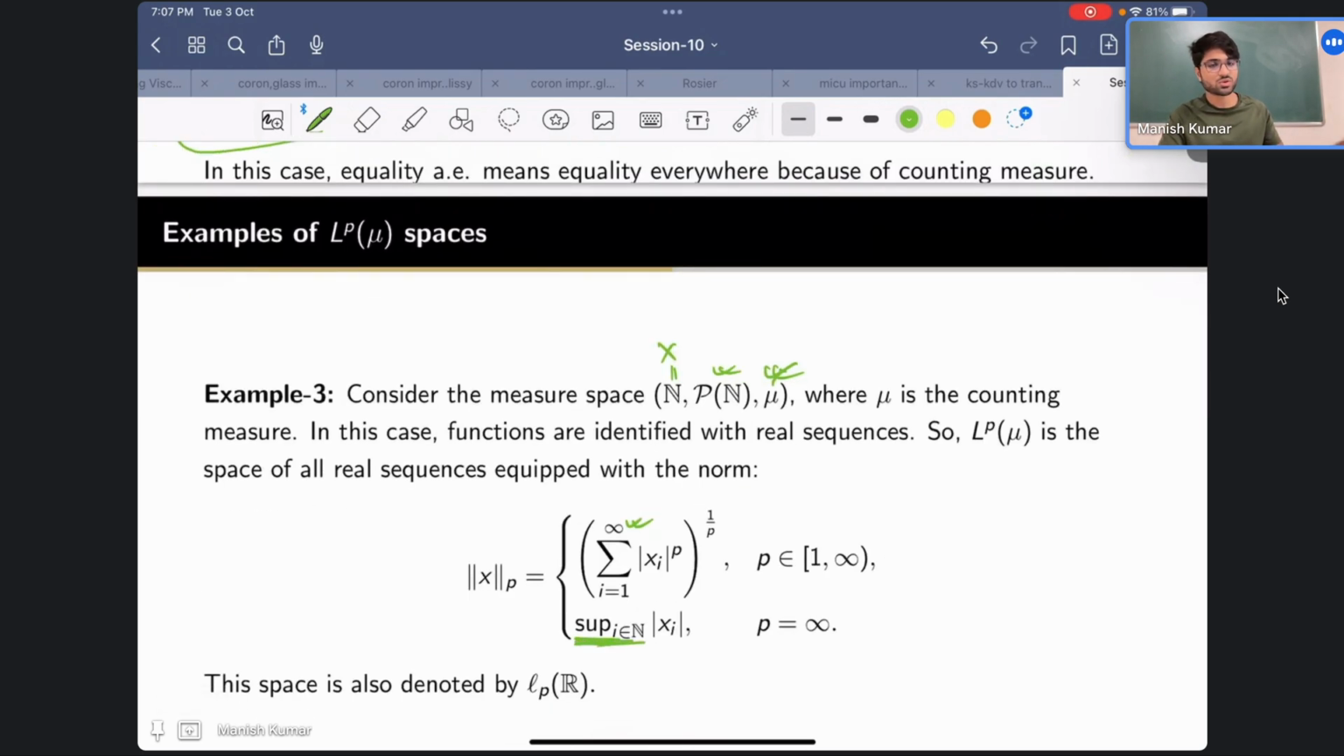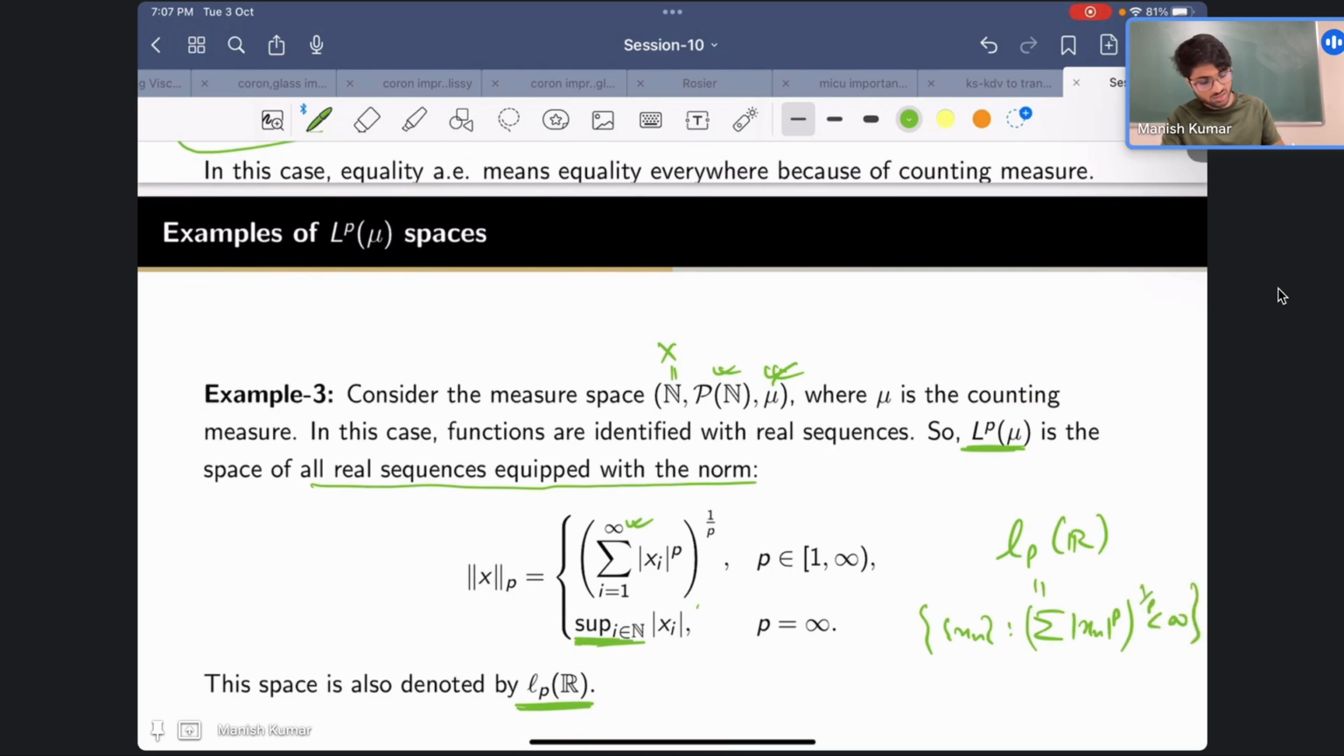Because now we have a sequence, so this l^p space is the space of real sequences equipped with the following norm. And you also know that this is denoted by this one. So this l^p of R is the space of sequences xn such that the summation of |xn| raised to the power p, whole raised to 1/p, is finite. I think you must have seen this in the metric spaces chapter. So this l^p is a particular example of L^p when you take the counting measure. When you take the counting measure, this and this are the same.